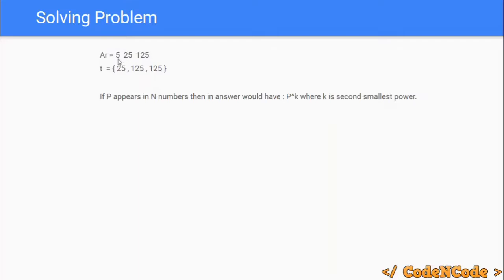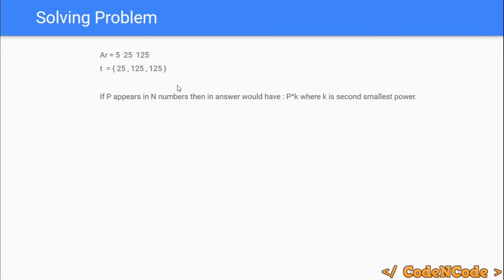Now we see for 5, the powers are 1, 2 and 3. In the first number we have 5 raised to power 1, in the second number we have 5 raised to the power 2, and in the third number we have 5 raised to the power 3. So we see that power 2 is the second smallest power, so in the answer we would have 5 raised to the power 2. If we take common out of this, you would get 25, which is 5 raised to the power 2.